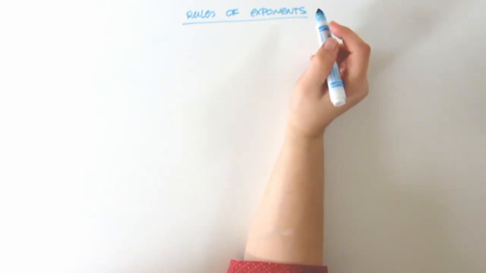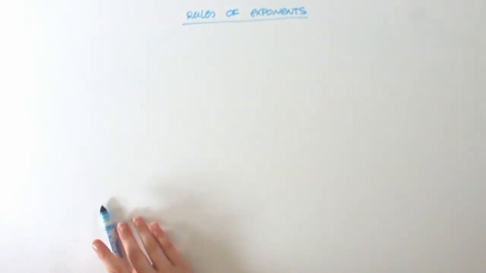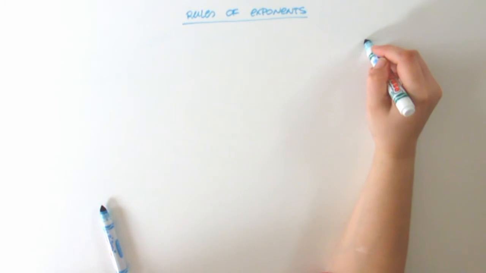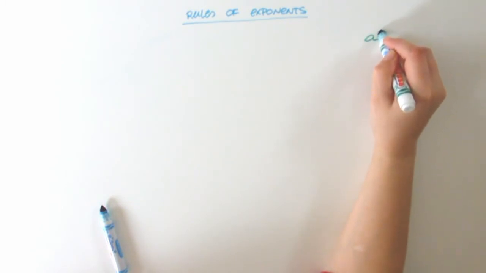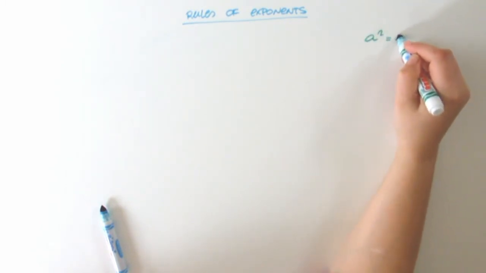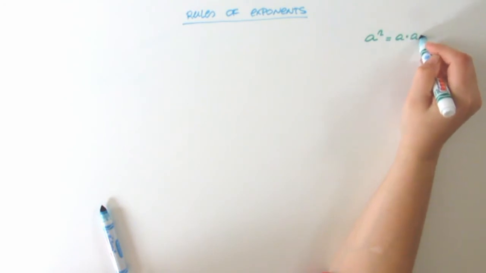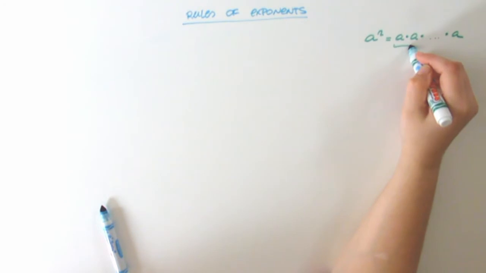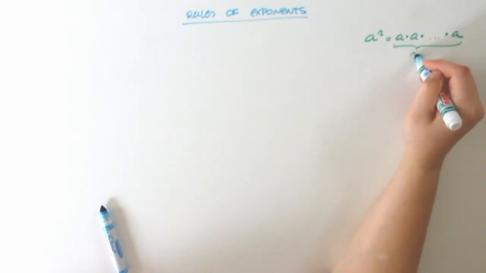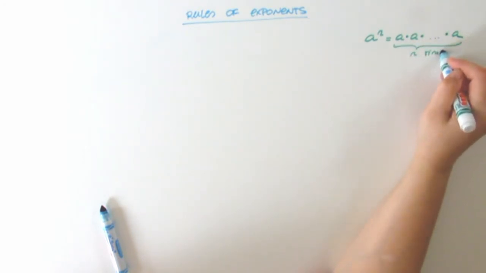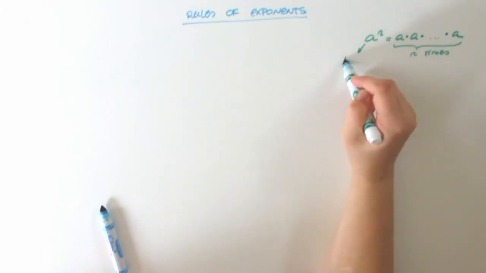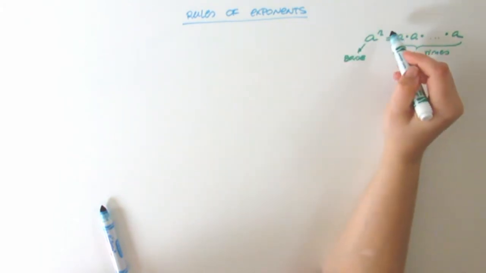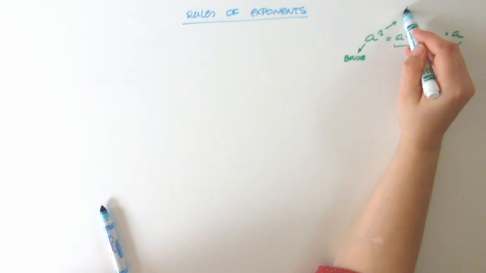So it all comes down to the idea of what an exponent is. Remember, I read it as a to the power of n, and that's nothing more than a times a, as many times as n. I call a the base, the number at the bottom, and n is the power or exponent.